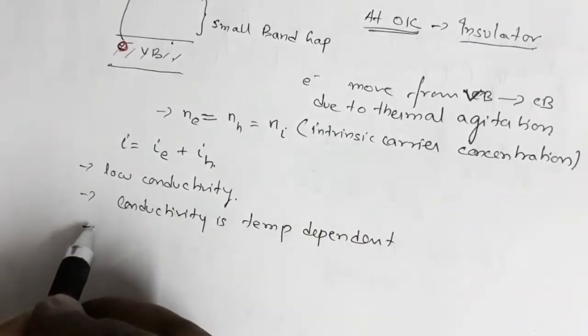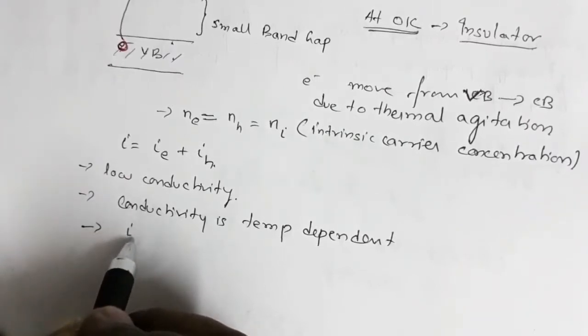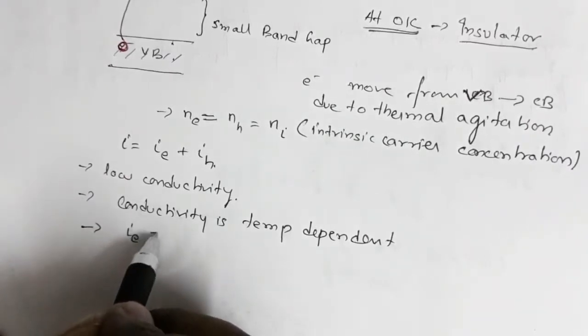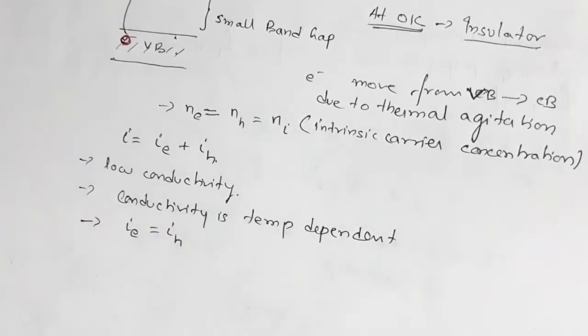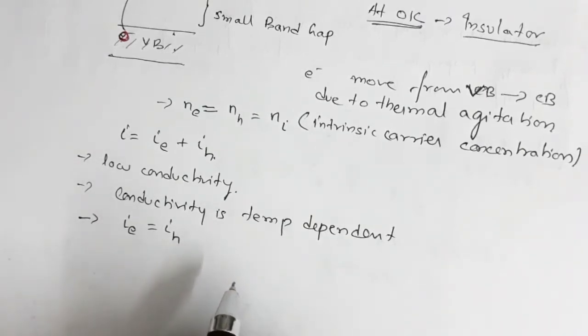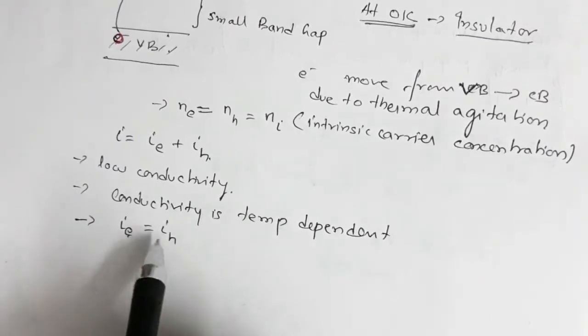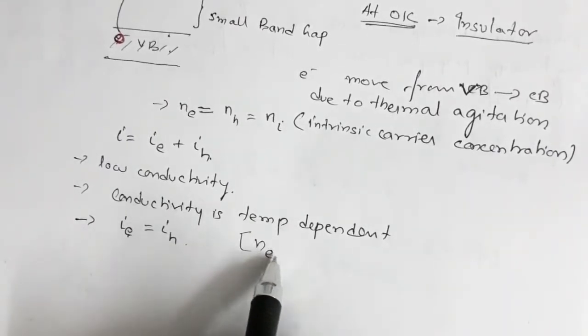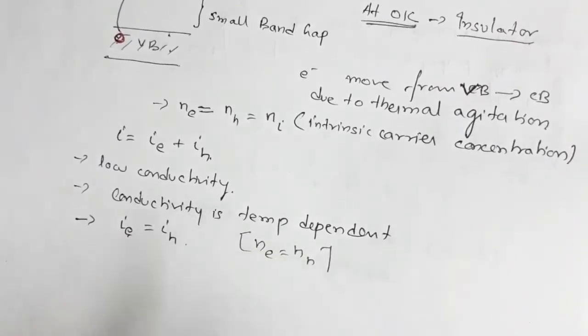The other disadvantage is that here the current due to the electrons is equal to the current due to the holes, and we know that these two currents are flowing in opposite directions. So it is very difficult to get a net current in the case of an intrinsic semiconductor. Why is Ie equal to Ih? Because Ne is equal to Nh. We have an equal number of electrons and holes, so we have an equal amount of current due to electrons and current due to holes. So these are a few demerits for which intrinsic semiconductors can't be used for designing semiconductor devices.